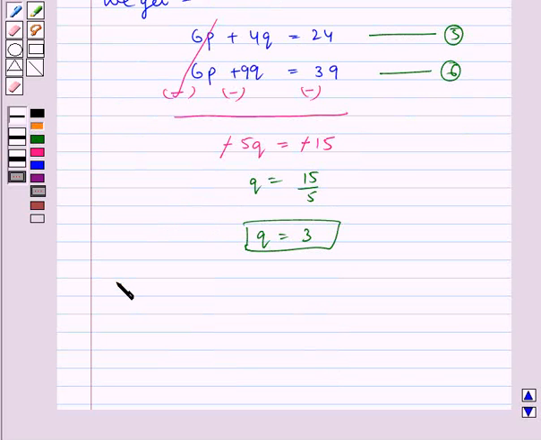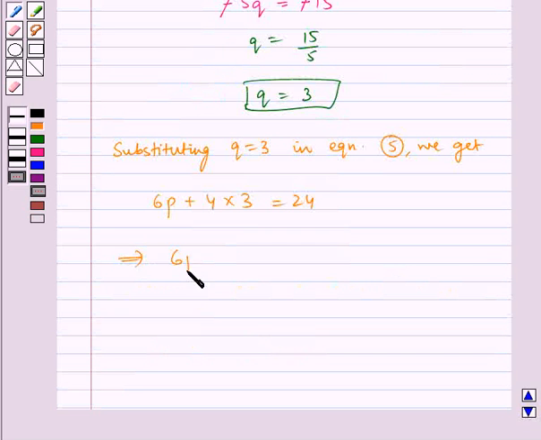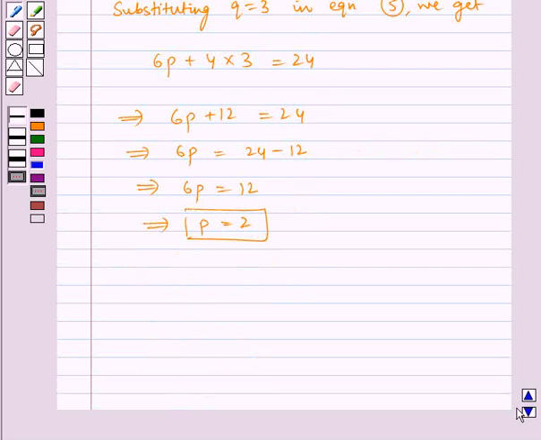So now, substituting q is equal to 3 in equation 5, we get 6p + 4 × 3 is equal to 24, which implies 6p plus 12 is equal to 24, which implies 6p is equal to 24 minus 12, which implies 6p is equal to 12, which implies p is equal to 2. Therefore, p is equal to 2 and q is equal to 3.